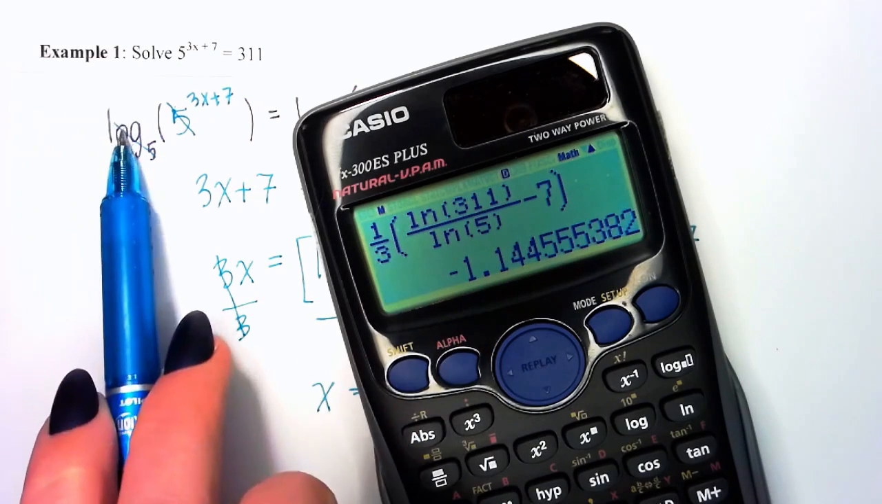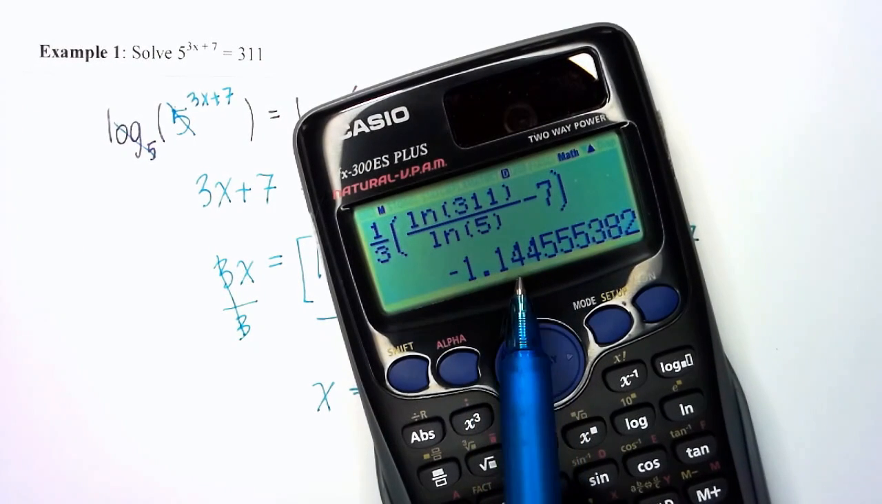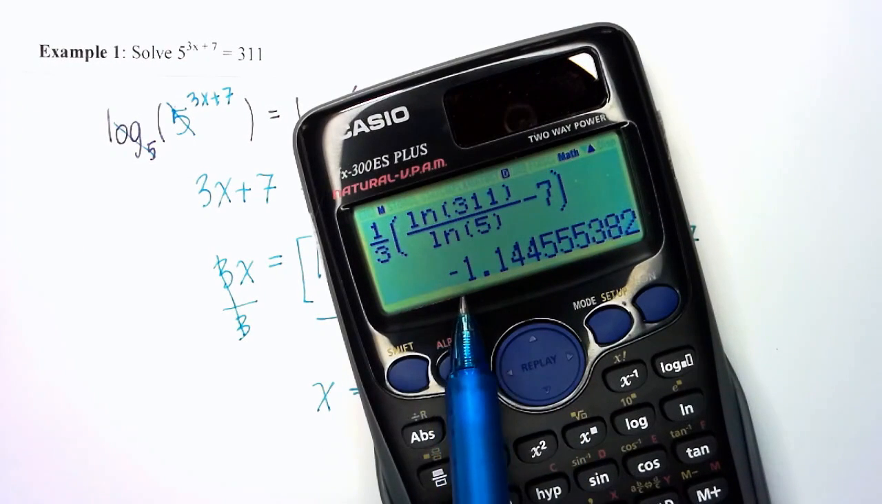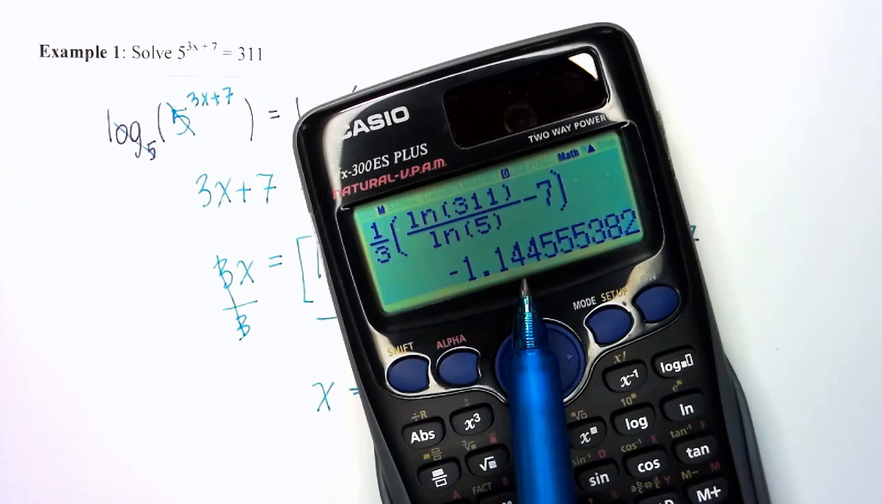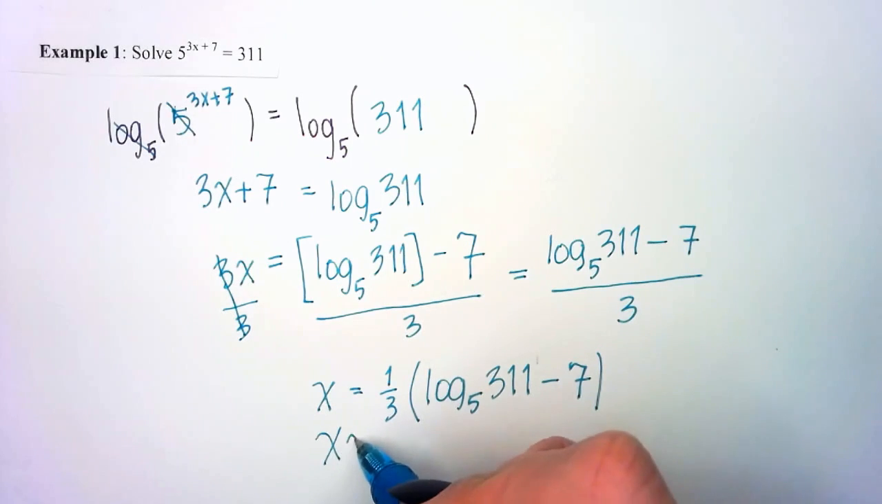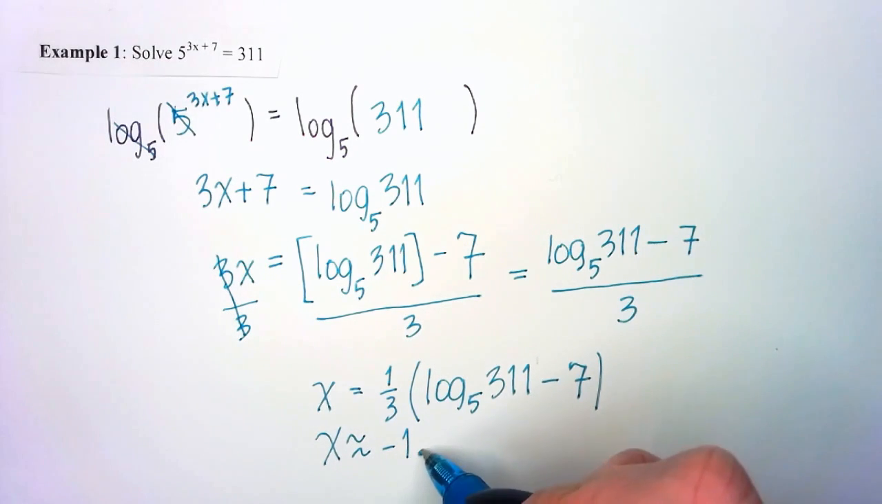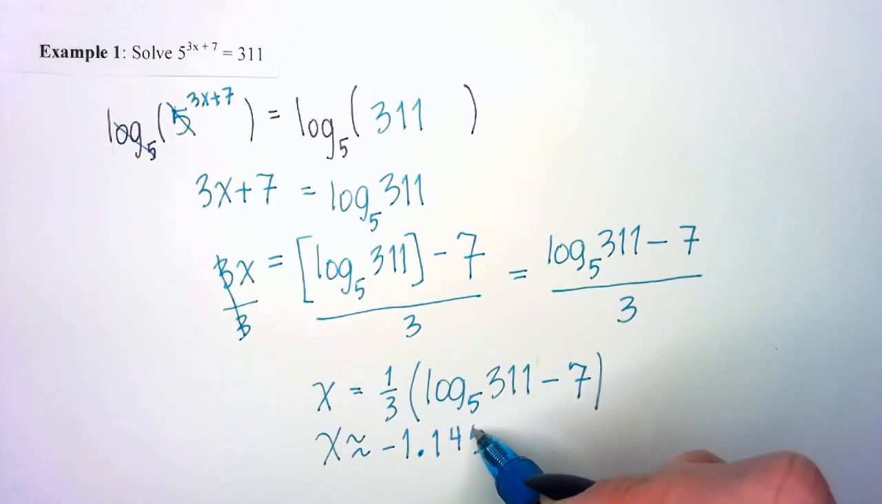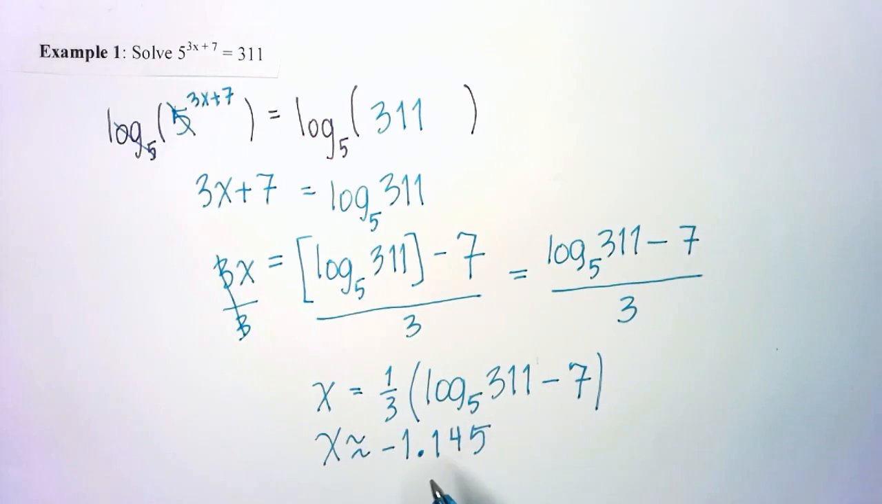It didn't say where to round, so let's go out to 3 decimal places like the last set, -1.145. This was an exact answer, and this is an approximate solution. I am going to show us another way to do this problem before we move on.